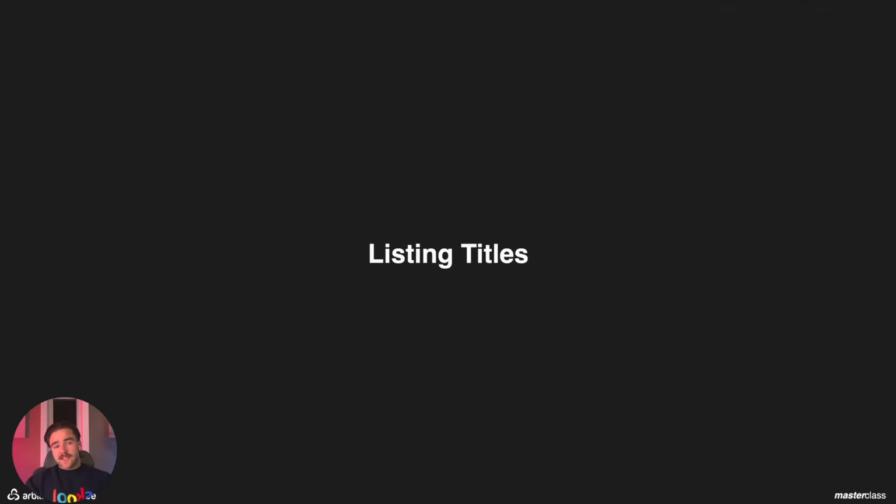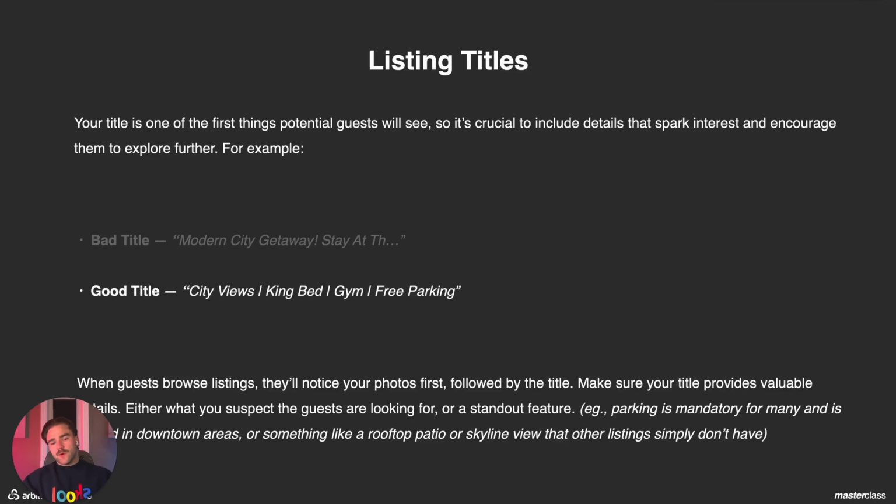Next on the menu is listing titles. Now this is something a lot of beginners actually get wrong, so I'm going to do my best to break it down for you and explain why as well. So your title is one of the first things potential guests will see, so it's crucial to include details that spark interest and encourage them to explore further.